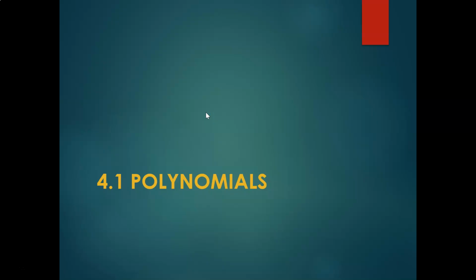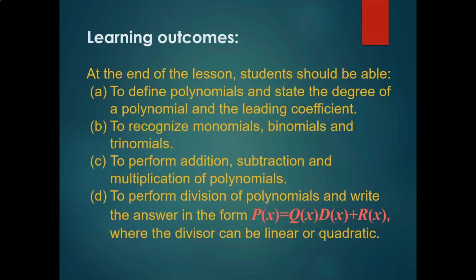For the first subtopic, polynomials, these are the learning outcomes. At the end of this lesson, you should be able to define polynomials and state the degree of polynomial and the leading coefficient. So you have two new terms there, the degree of polynomial and also the leading coefficient. Second, you will be able to recognize monomials, binomials, and also trinomials. The third one, you also should be able to perform addition, subtraction, and multiplication of polynomials.